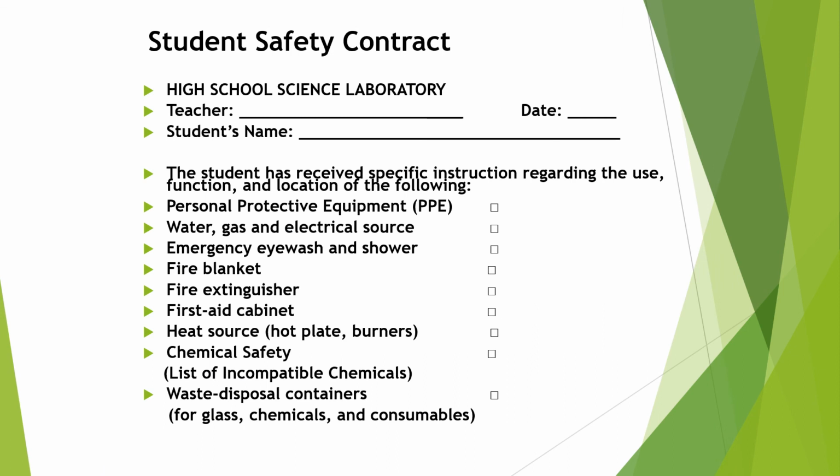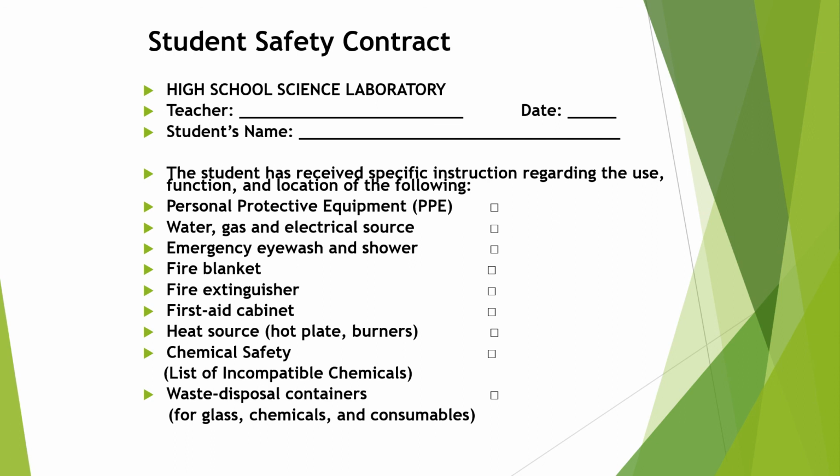Okay. This is very important: the student safety contract. This is an example of a contract. There is the teacher's name, the student's name, and then the date. And then the students will be asked to tick each box. The student has received the specific instruction regarding the use, function, and location of the following. Like personal protective equipment, we check that. Water, gas, and electrical source, emergency eye wash and shower, fire blanket, fire extinguisher, first aid cabinet, heat source using hot lasers and burners, chemical safety, waste disposal containers for glass, chemicals, and consumables.